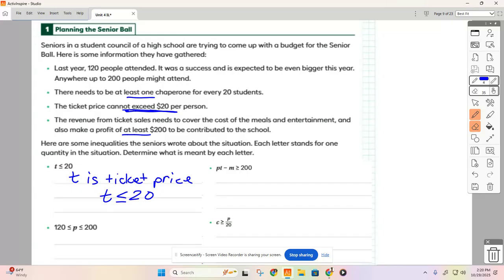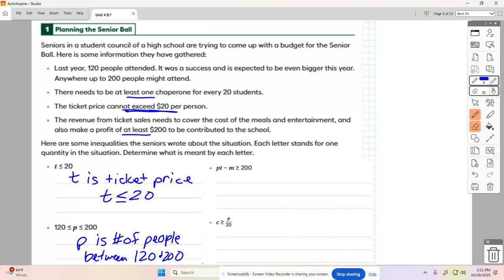Let's look at the next one. This P, this is what we call compound inequality. It's kind of like two inequalities written together. P has to be greater than or equal to 120, but less than or equal to 200. What do you think P is standing for? People. P is our people. So P is the number of people. And it has to be between 120 and 200. It could be 180. It's between those two.